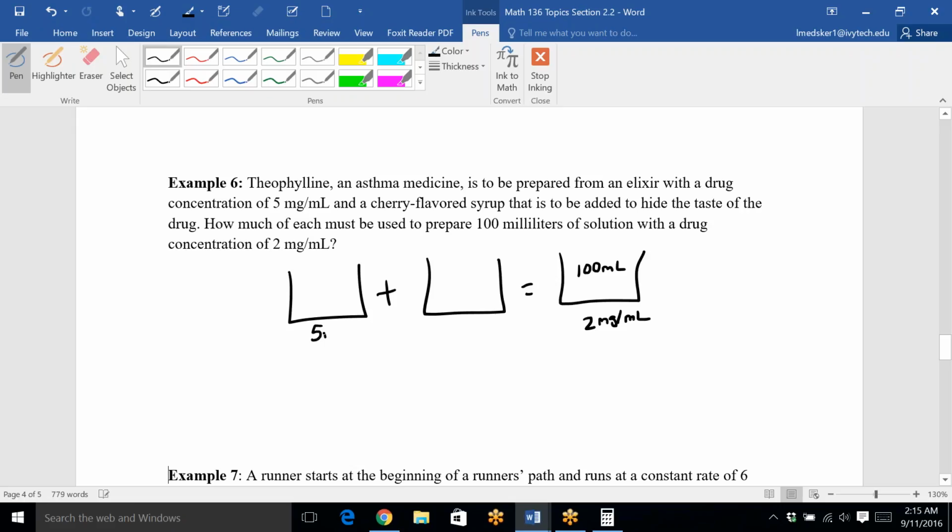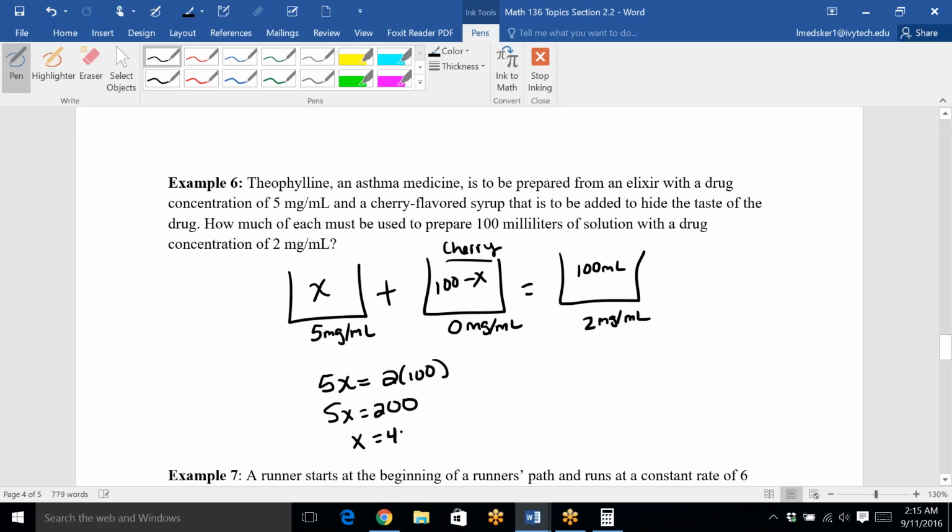We have a 5 milligram per milliliter drug concentration. This would be 0 milligrams per milliliter because there's no drug in the cherry stuff. So what we want to know is how much do we have of each? Well, let the first box be X, and then you have to add up to 100, so this would be 100 minus X. It's going to be whatever's left over. But the thing is, it's going to get multiplied by 0. So this is 5X equals 2 times 100. Because when you multiply that by 0, everything goes away, and the reason for that is cherry has no drug in it. So this would be 5X equals 200, or X equals 40.